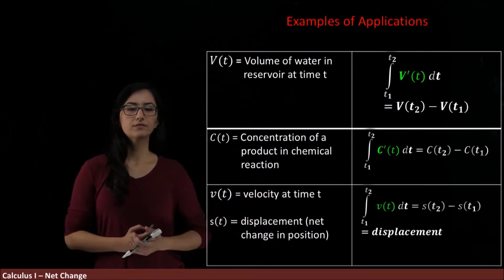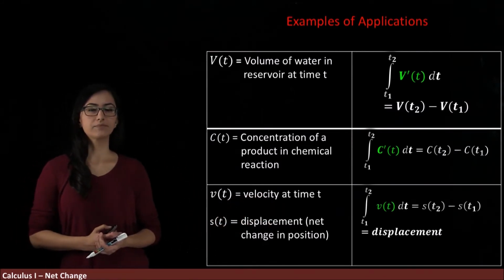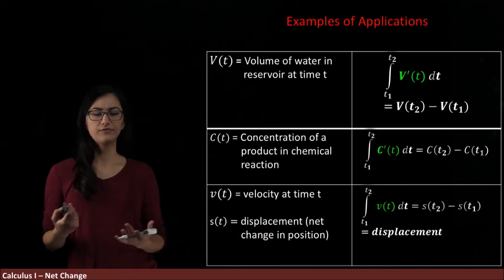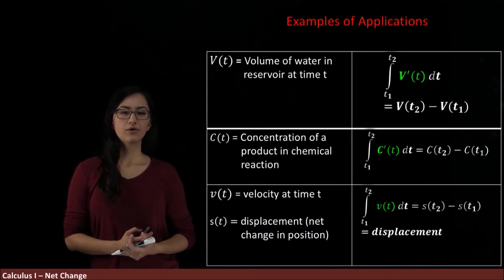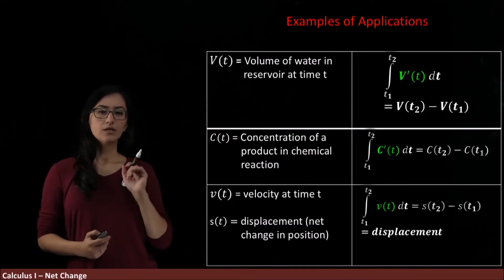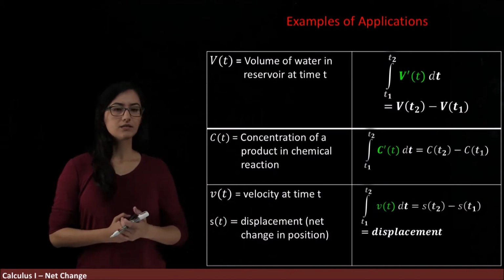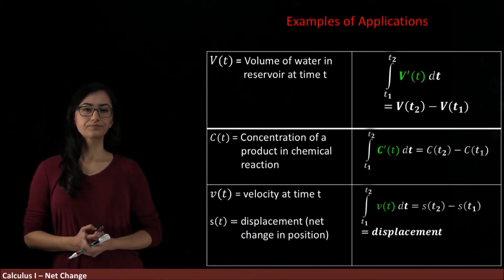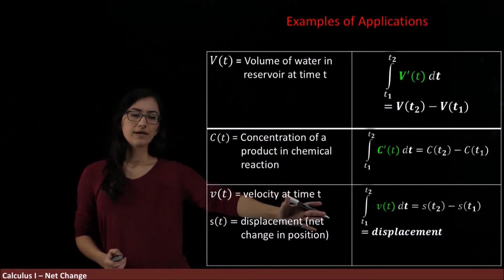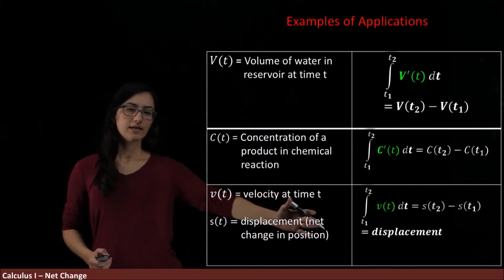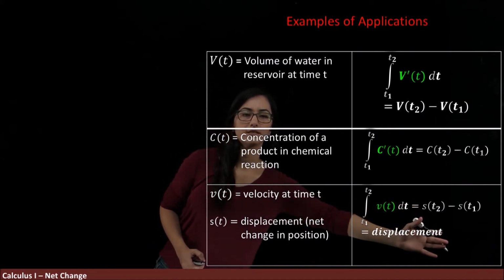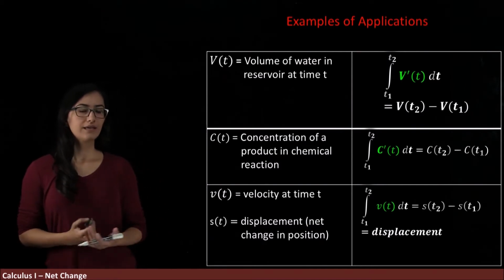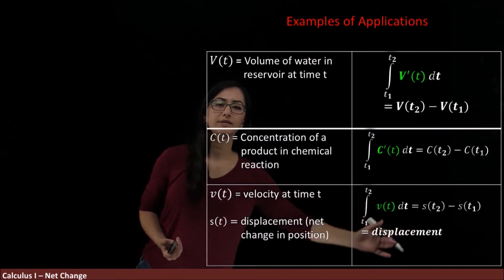Suppose V of t gives us the velocity of a moving object at time t, and S of t is the position function. Then we know that velocity is the derivative of the position function. Then by the net change theorem, we can say that the integral of the velocity function is going to equal the net change in position. In other words, it's going to give us the displacement.